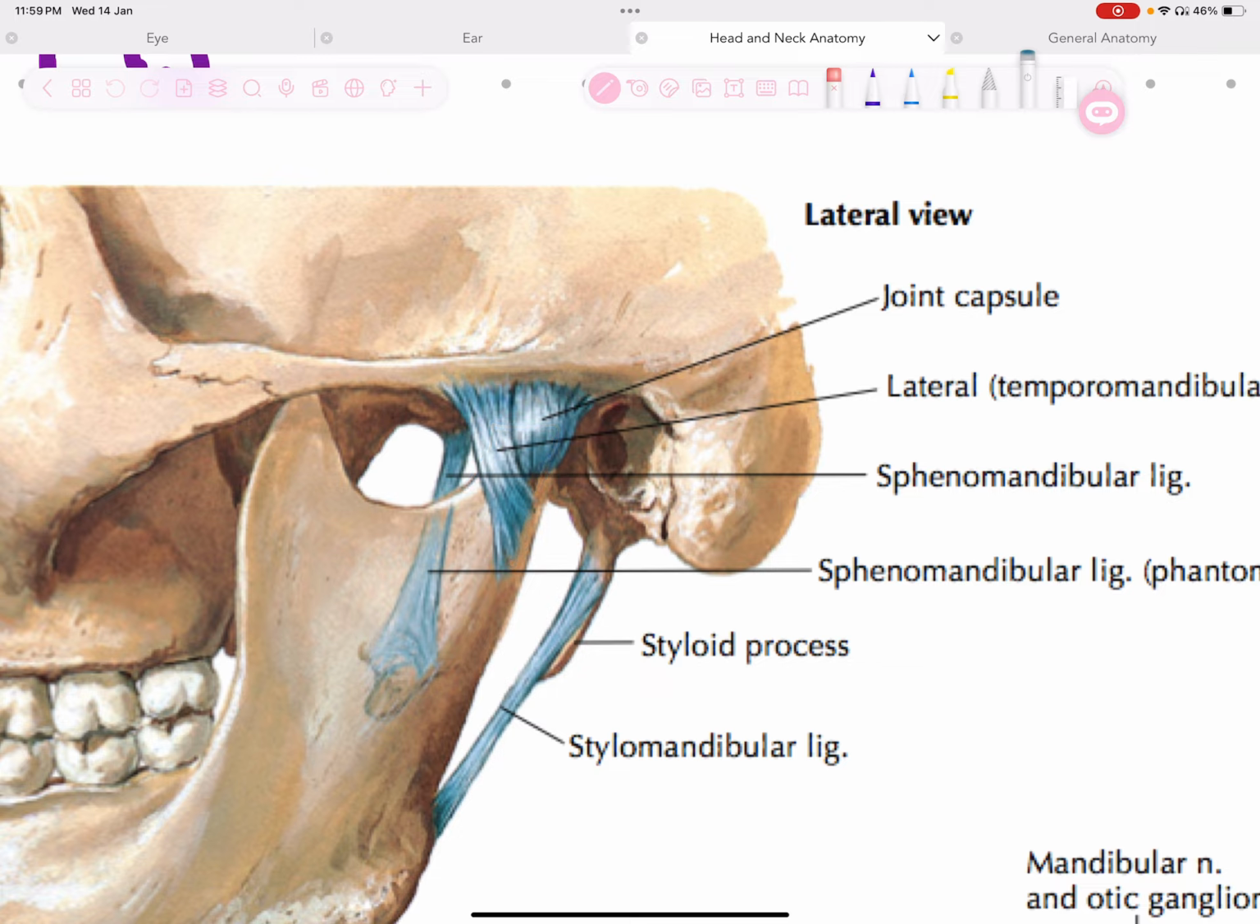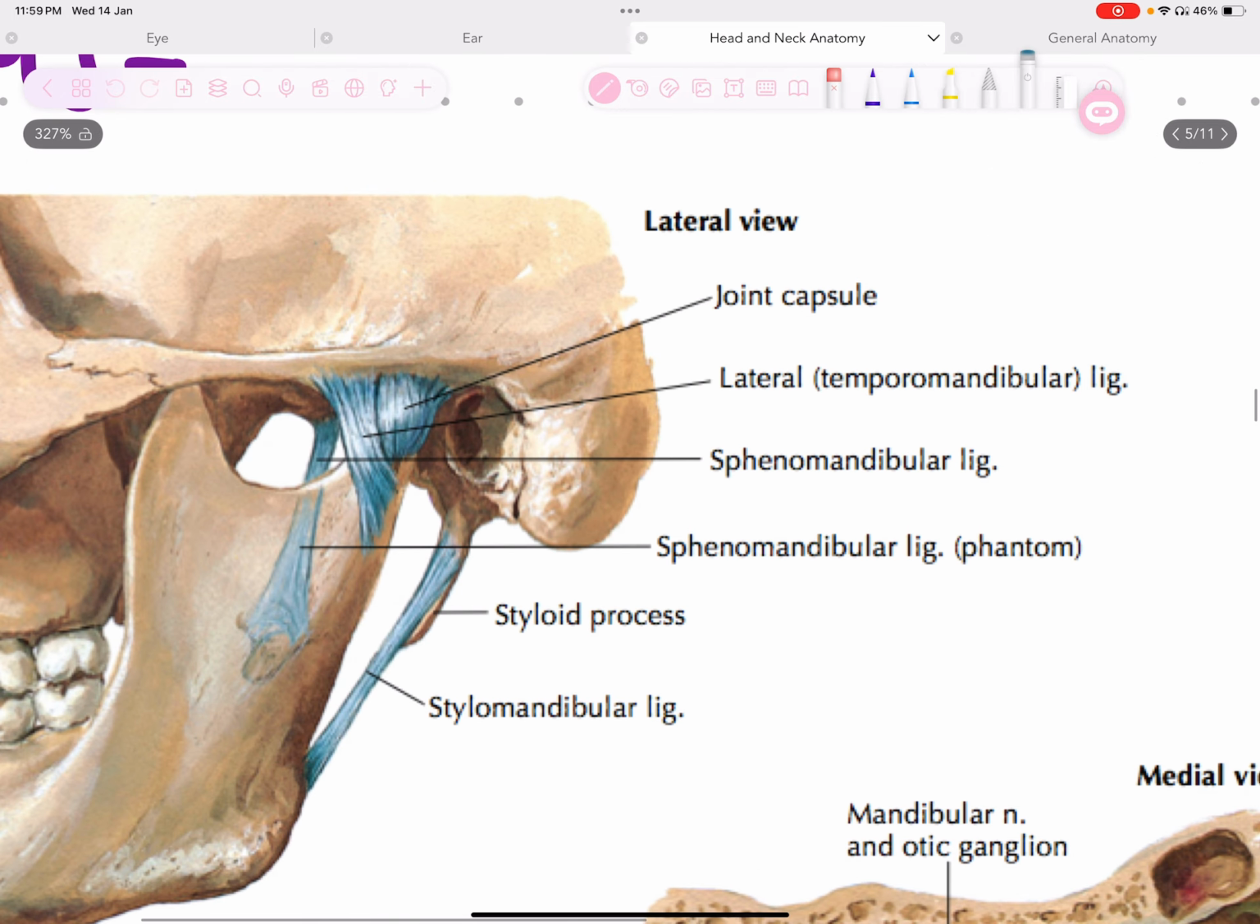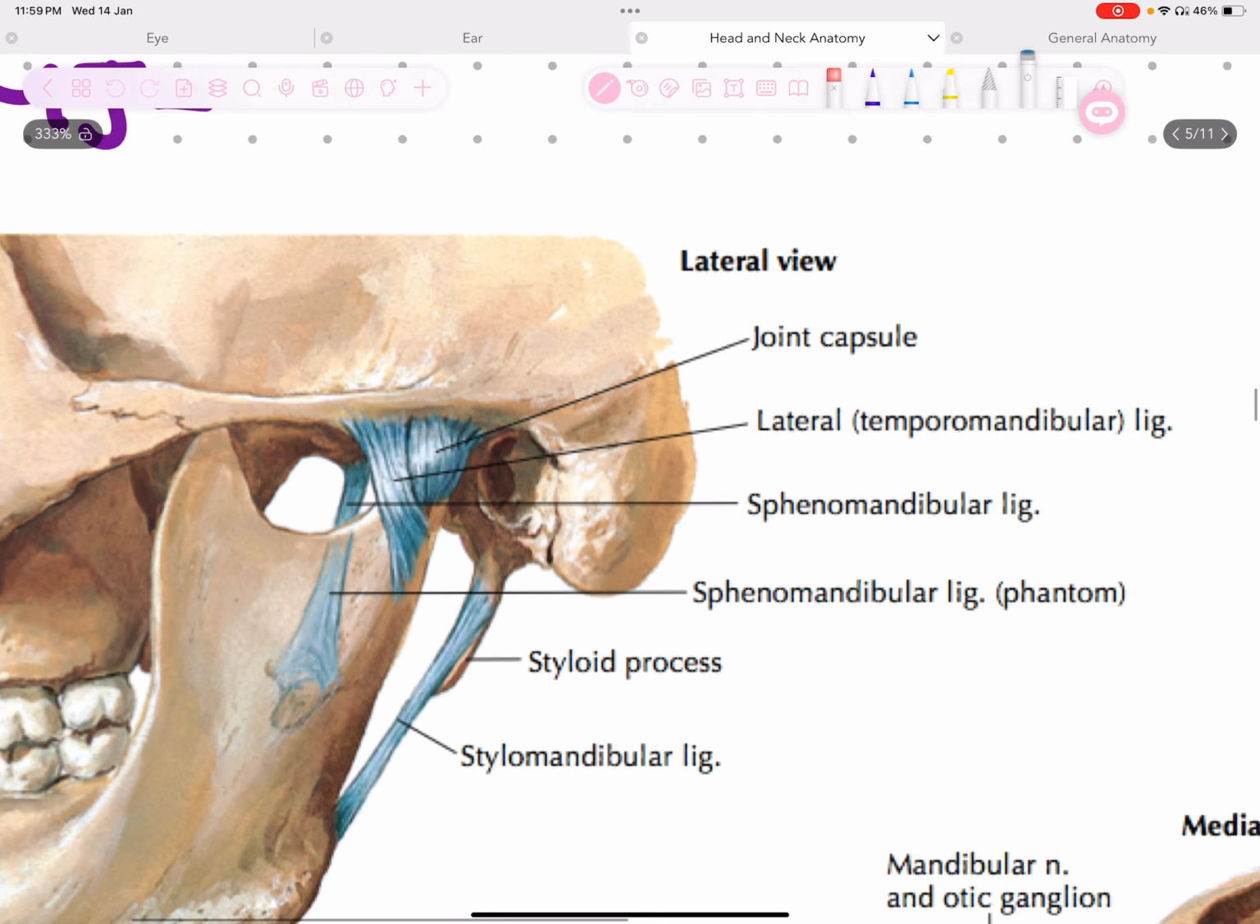And which region of the temporal bone? The articular tubercle and the mandibular fossa. So what exactly is the articular tubercle? It's right here, and then there'll be a fossa here. So this is the articular tubercle, and this is the mandibular fossa. You may not be able to see it clearly right now, but I'll show you a temporal bone picture.